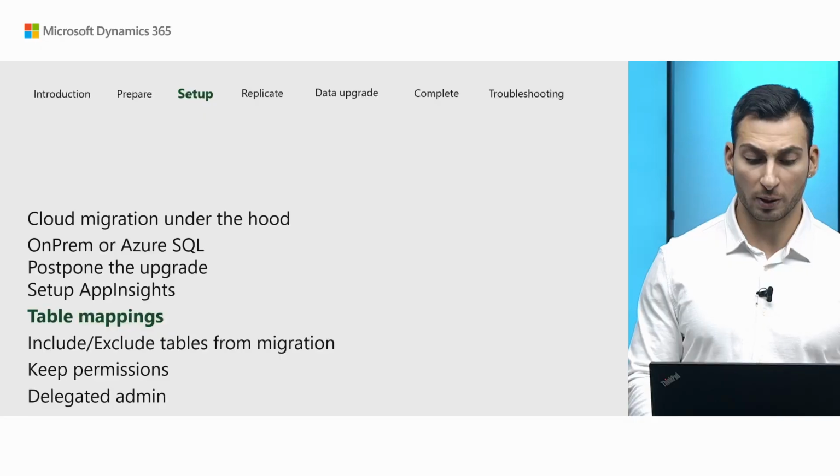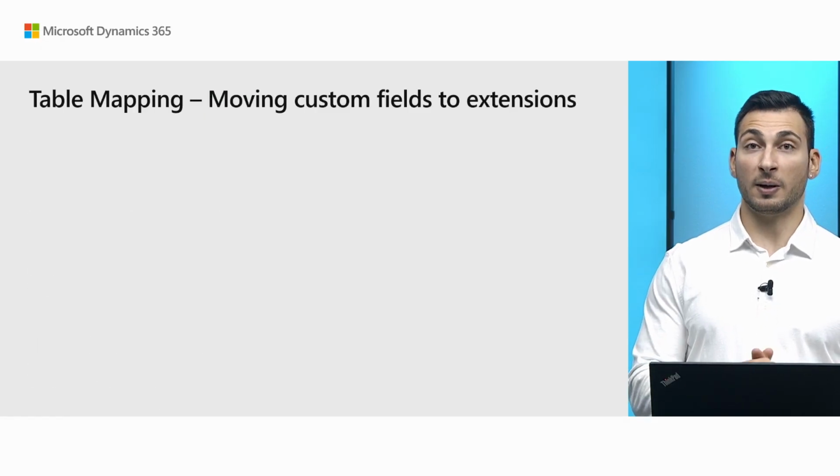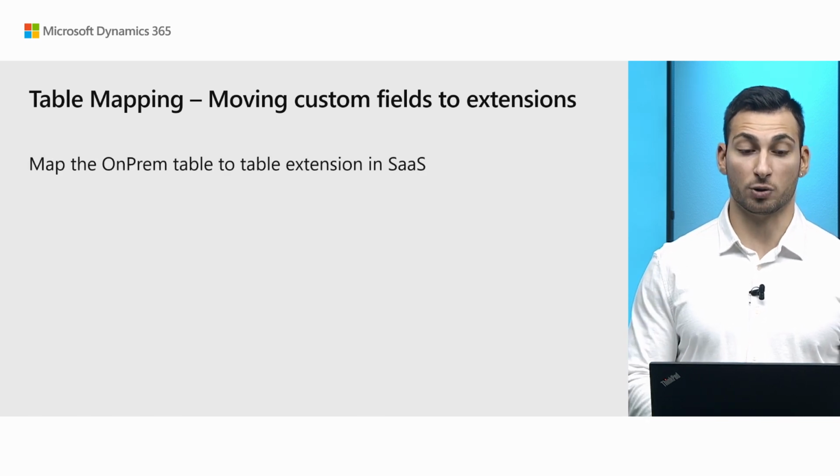Now we look into the next feature that is table mappings. So let's figure out what exactly table mappings mean. Essentially, the aim of table mapping is to move custom fields to table extensions in SaaS.